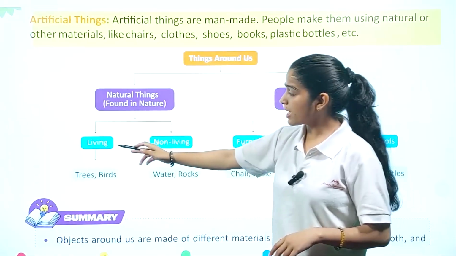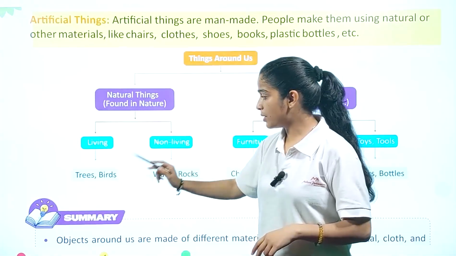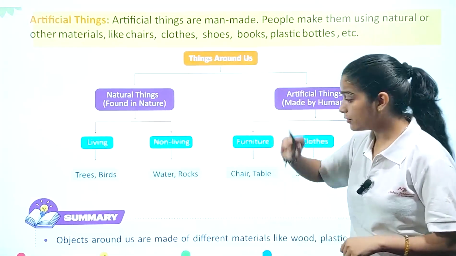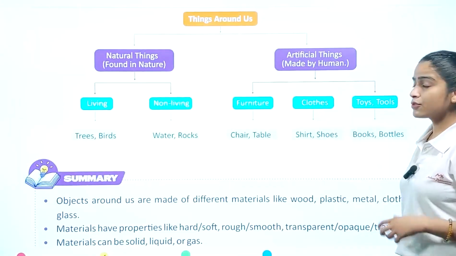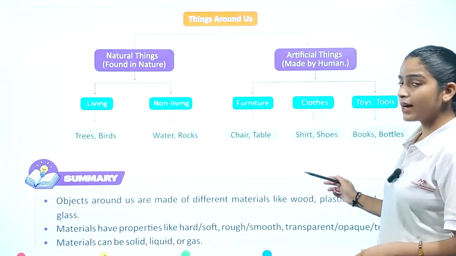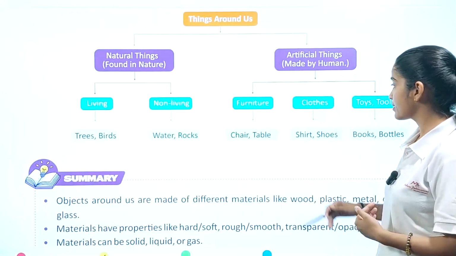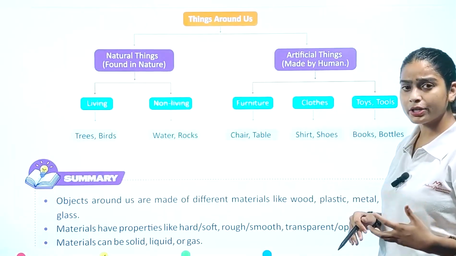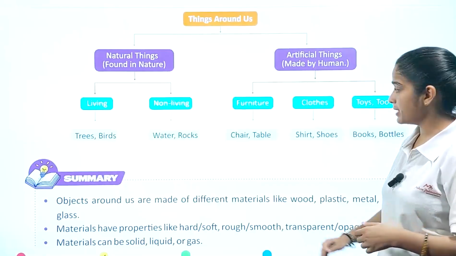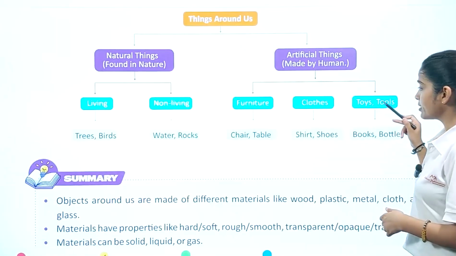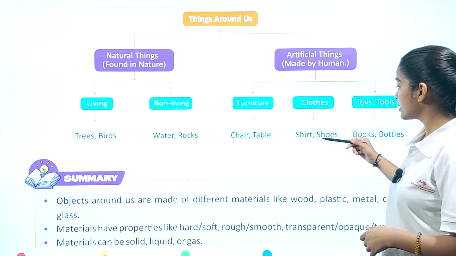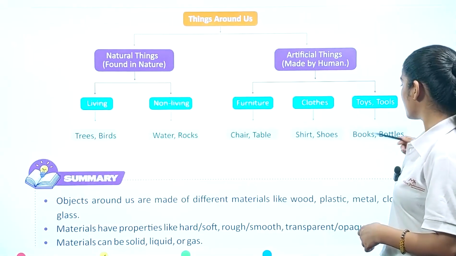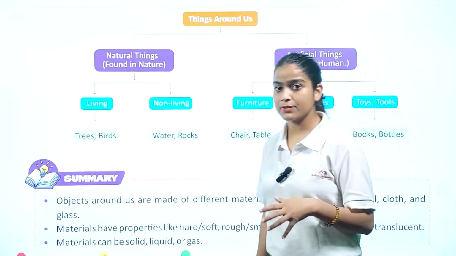What are the examples we have for living? Trees and birds. What are the examples we have for non-living? Water and rocks. Next, artificial things, which are made by human beings, are classified according to their texture or properties: furniture, clothes, toys, tools. What are the examples we have for furniture? Chair and table. Clothes, shirt and shoes. Toys and tools, books and bottles. So these are the examples we have.